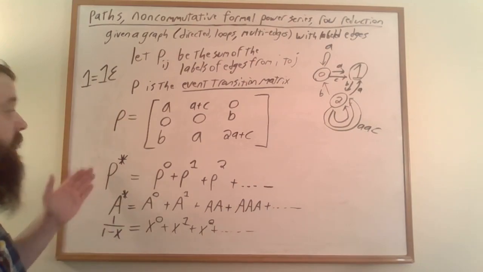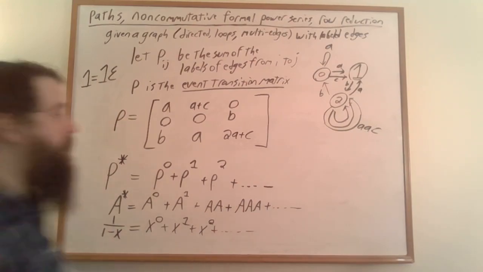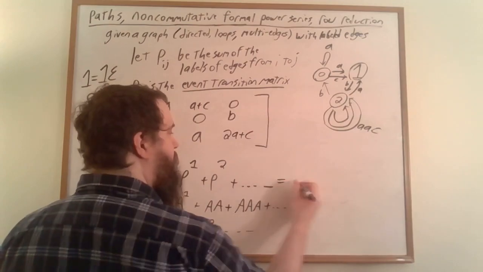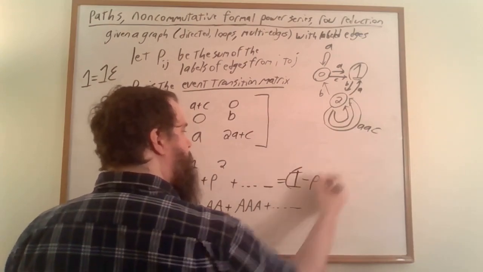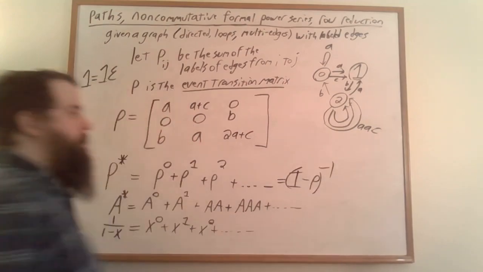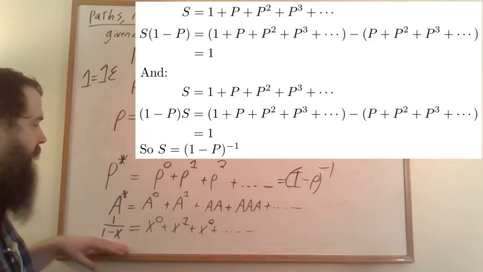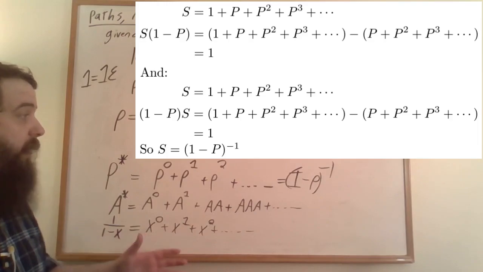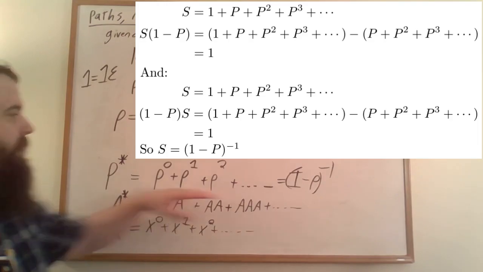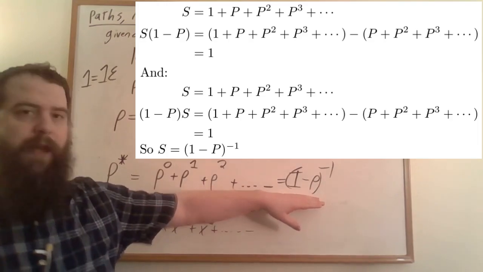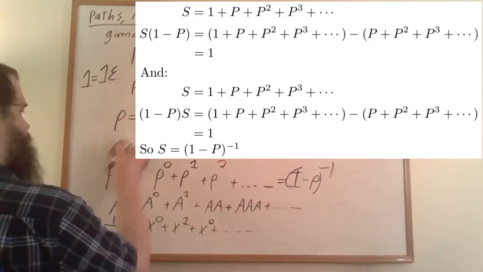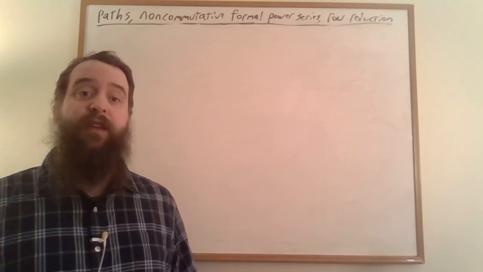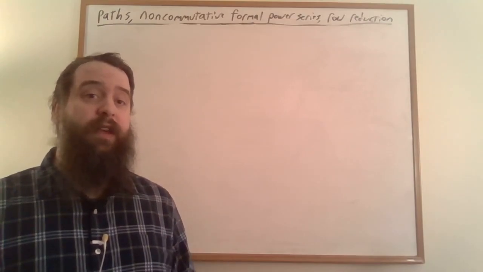So in particular, this P star is actually going to be equal to the identity matrix minus P inverted. And just like how you can derive this formula here in the real variable case, you can also derive this formula here for the matrix case using exactly the same reasoning. So we find ourselves needing to invert a particular matrix.